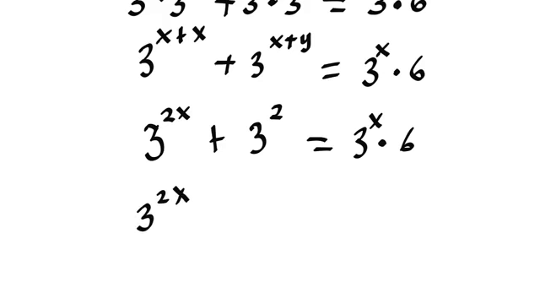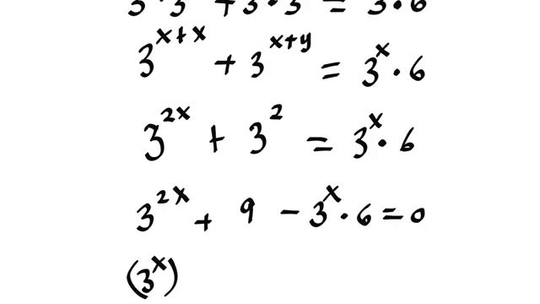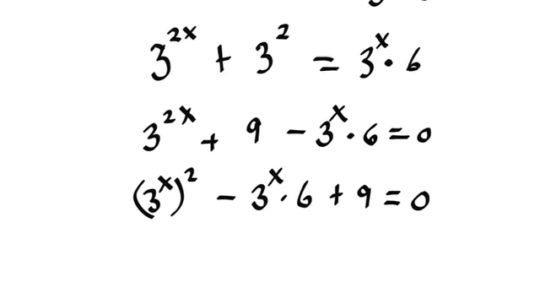Now from here, the next thing we're going to do is that I can rearrange this by having 3 to the power of 2x plus 3 to the power of 2 is 9. Let me take this to the left hand side, multiplied by 6, then equals 0. So from there, we're going to have (3 to the power of x) squared minus 3 to the power of x multiplied by 6, then plus 9 equals 0.